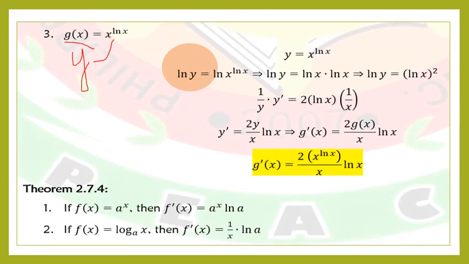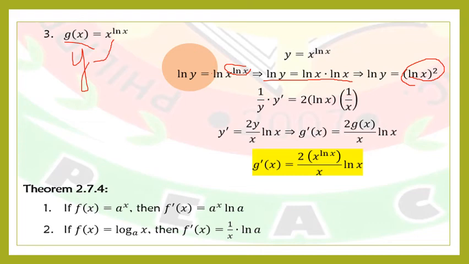So step 1, ln of y. We just put ln on both sides. ln of y is equal to the ln of x to the power of ln of x. So ln of y is equal to, bring down the ln of x, so it becomes ln of x times ln of x. Where did the other ln of x come from? The one in the exponent, which we brought down here to the base. That's why it became ln of x multiplied by ln of x, which is equivalent to ln of x quantity squared. So next we differentiate.